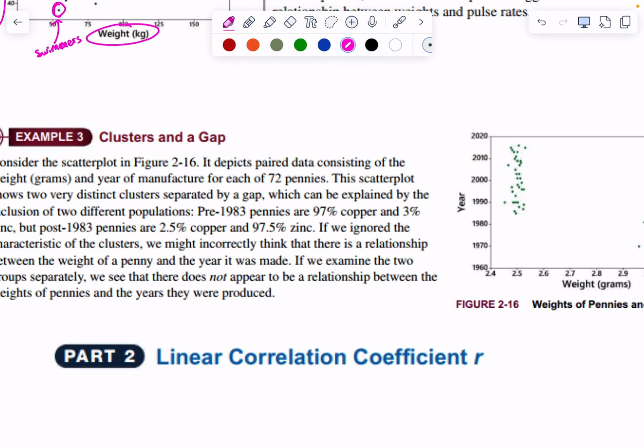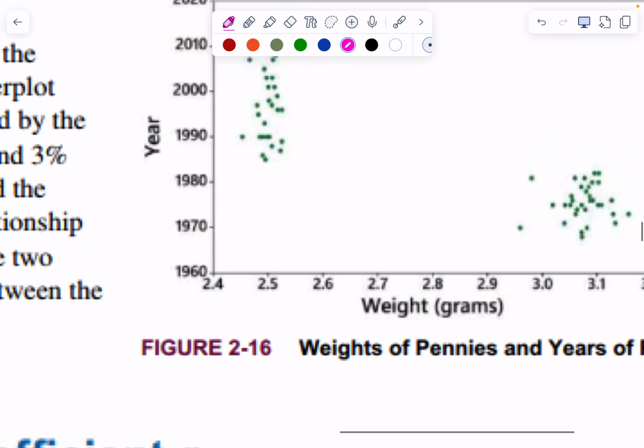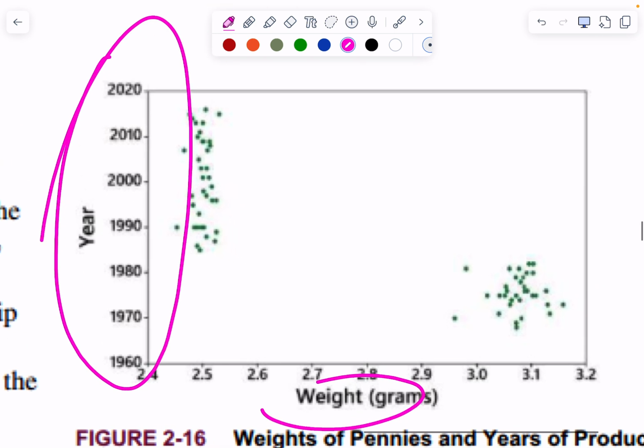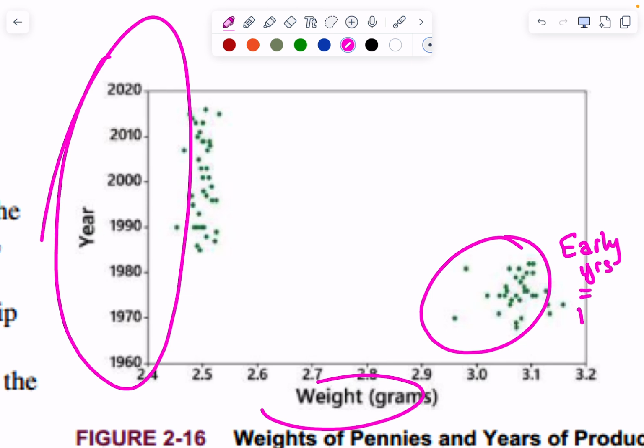All right, here's example 3. You had a question like this on your homework assignment. Clusters and gaps. Here we're talking about the weight of pennies and the year in which they were produced. In the earlier years, that would be down here, right? These are early years. Early years equal heavy pennies. But they're not that heavy. Well, they're heavy. Which one's heavy, copper or zinc? Do we know?